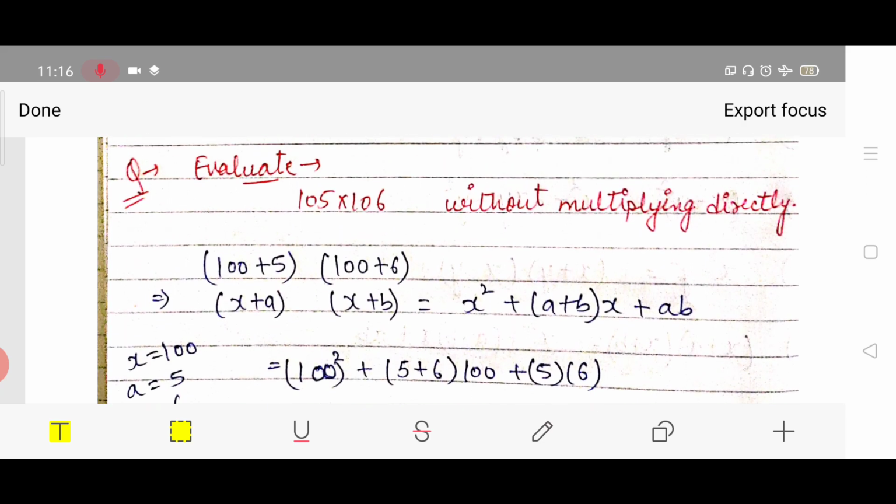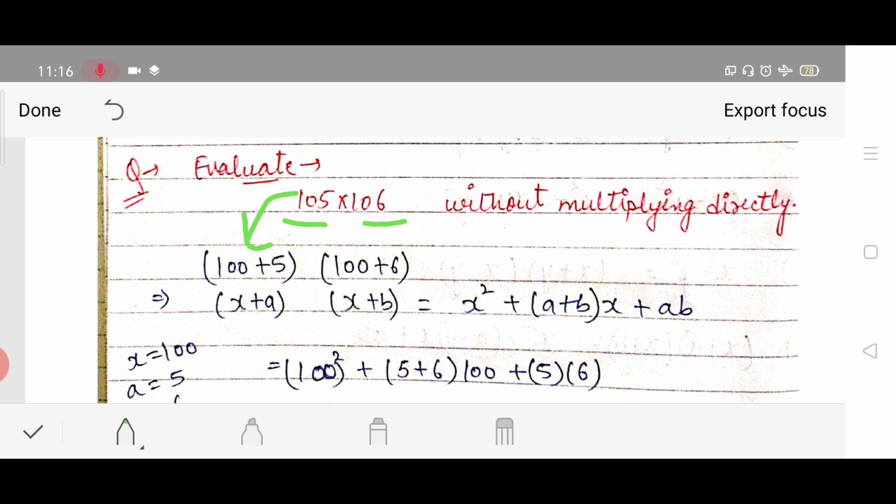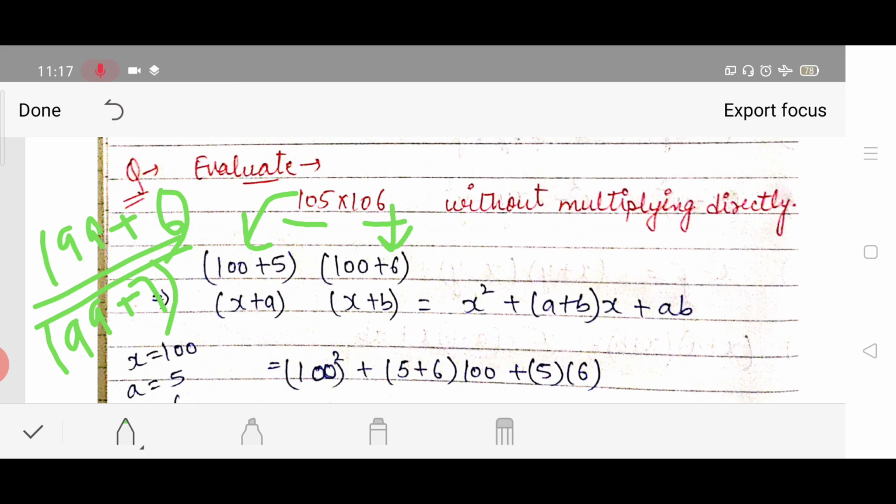See here, if you are having the numbers 105 and 106, we can write 105 as 100 plus 5, and 106 as 100 plus 6. You can also use some other combinations like 99 plus 6 and 99 plus 7, but if you use these two numbers, that is (99 plus 6) into (99 plus 7), the multiplication becomes much more complicated.